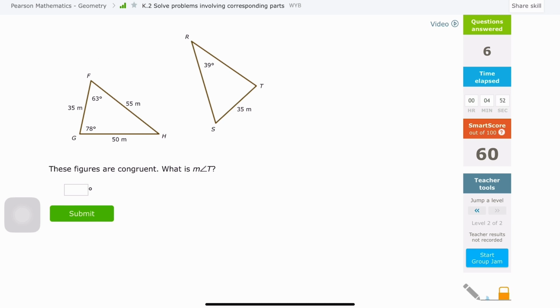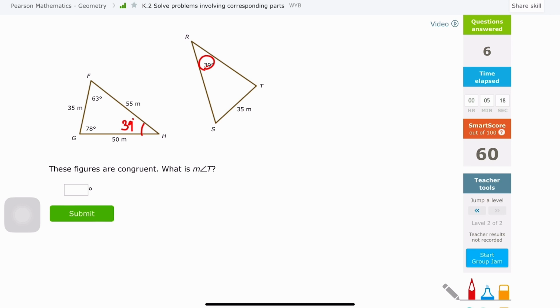Let's try this one. We are looking for the measurement of angle T. So angle T is here. We are given two angles, 78 and 63, and we are only missing the third angle, which should be 39 because we have 39 in the second shape. And we are looking for angle T.